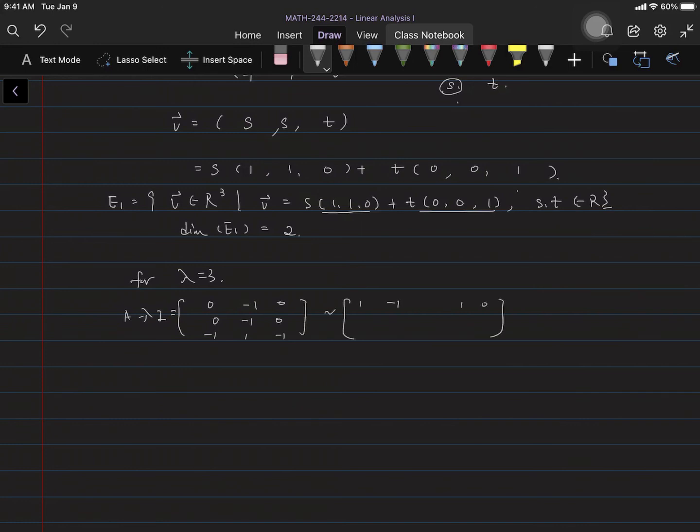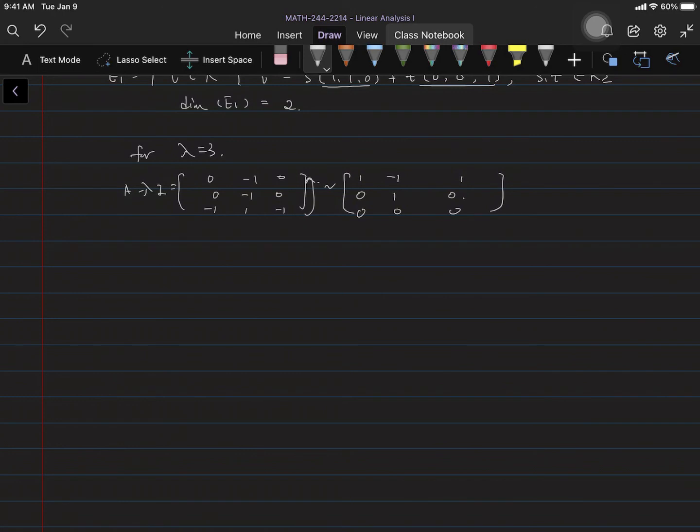Negative 1, 1, 0, because we need a leading 1, so we switch this into here, and 0, 1, 0, not 0 here, okay, and 0, 0, 0. Only one free variable. Let's see, one free variable, that means the last one we can say R. So V2 should be 0. How about V1? V1 should be negative R, right? Okay, when we take the R out, so negative 1, 0, 1.